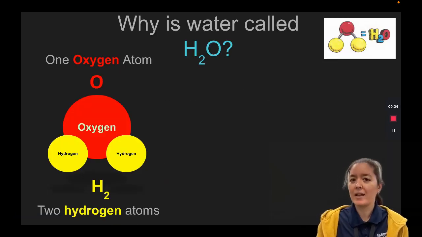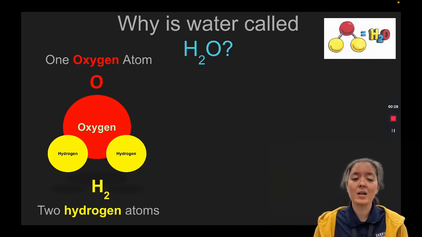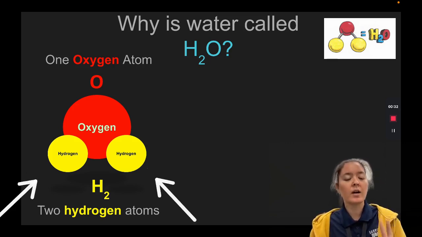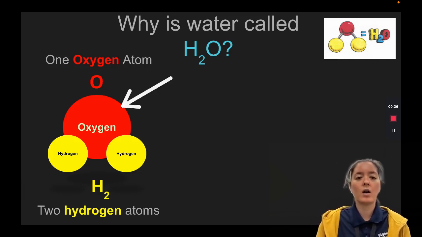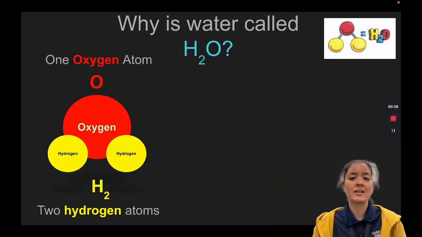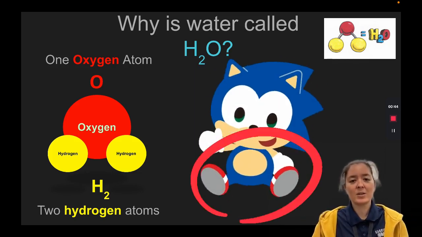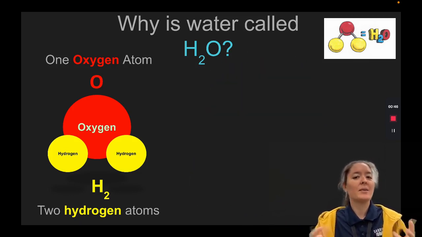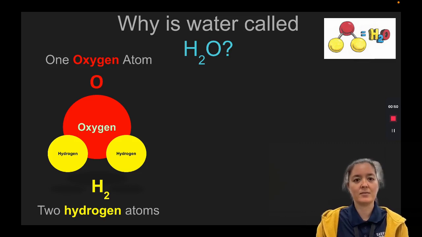Why is water called H2O? Well, when we look at the chemical makeup of the atoms that make water, we see that there are 2 hydrogen atoms, so H2, and 1 oxygen. So here we can kind of see it looks a little bit like a Mickey Mouse or a body with some little stubby feet, but it makes a shape that's not straight across in a line.